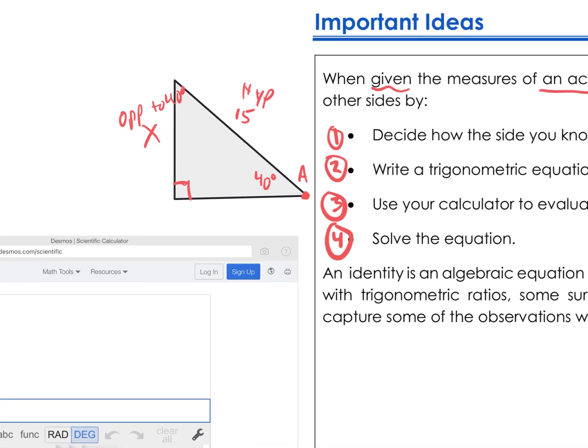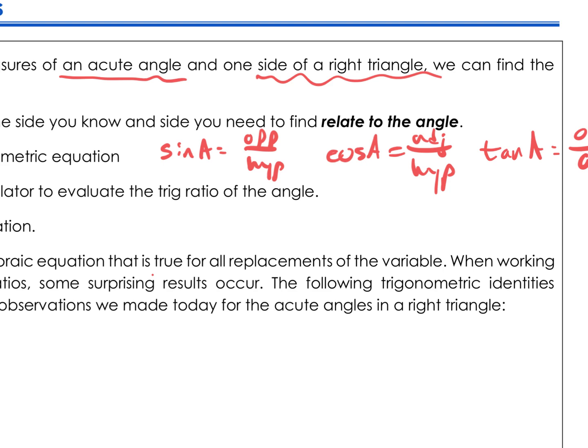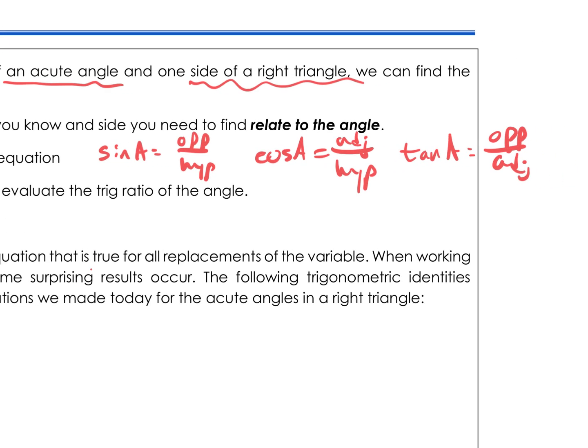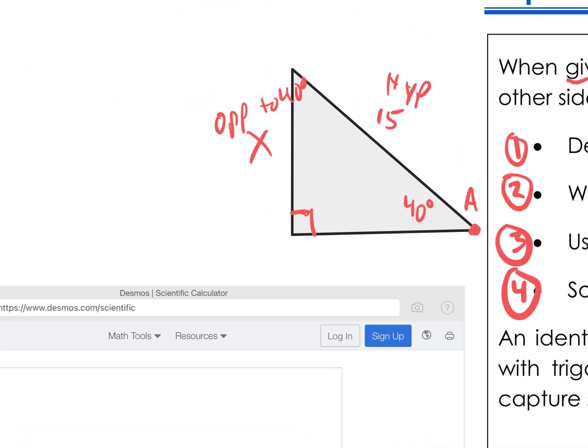So, opposite and hypotenuse, which one of our three ratios here uses opposite and hypotenuse? Well, opposite and hypotenuse is not tangent, that's opposite and adjacent. But opposite over hypotenuse is sine. So we're going to use sine. So we've got sine of our angle, 40 degrees, equals the opposite, which we don't know, over the hypotenuse, which we do know. And that's how we set it up.